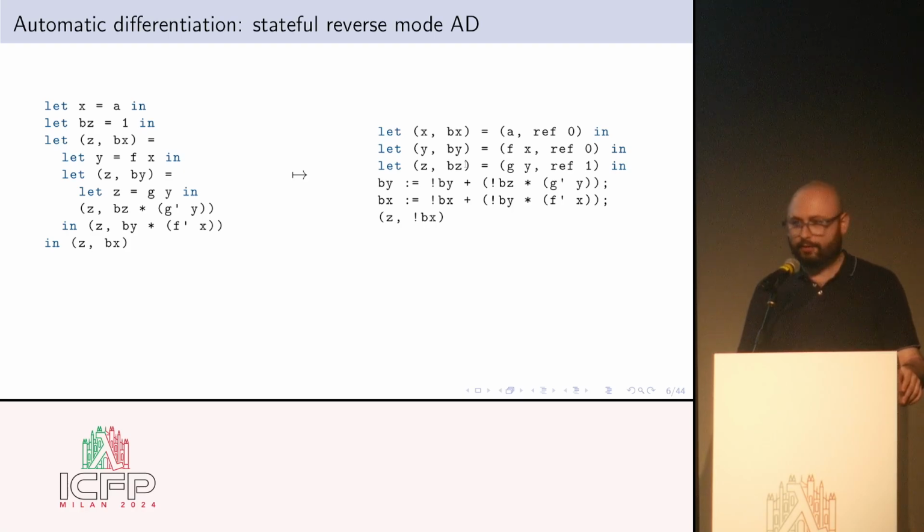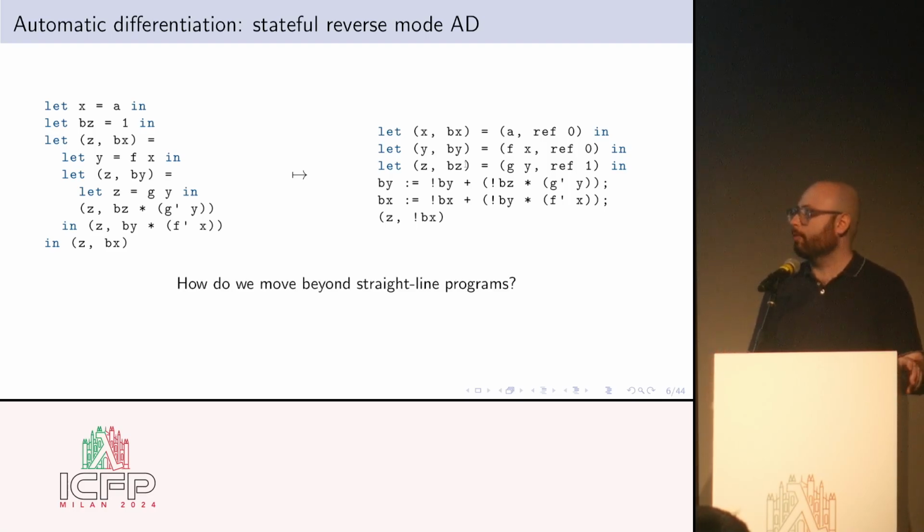But in practice, if you have a function which has more than one argument, you're actually going to do more accumulation, so it'll have more things done to it. So this is the more general version, which works for functions that have more than one argument as well. Okay, so this is all well and good, but how do we move beyond straight line programs? Because I only talked about a very simple straight line program.